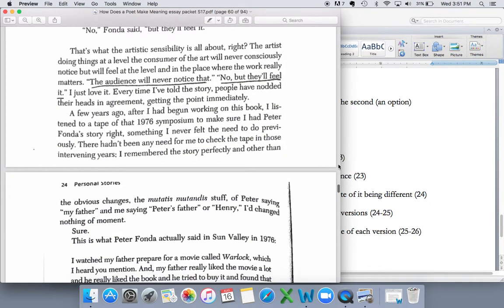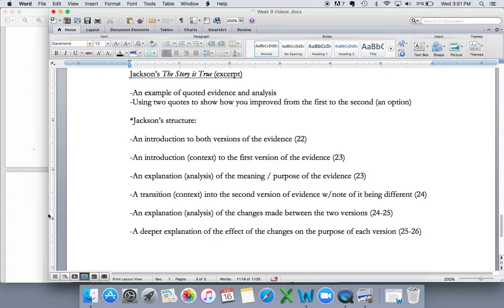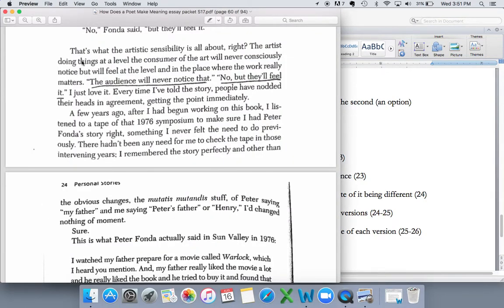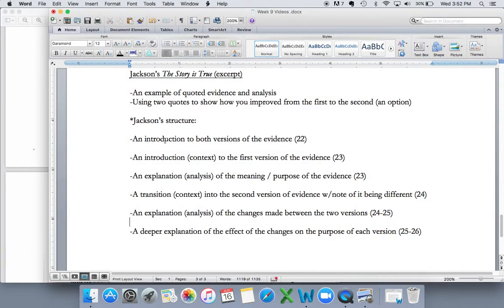And then he moves on to, as we said, explain the meaning or purpose of the evidence. He says that's what artistic sensibility is all about. The artist doing things at the level of the consumer of the art will never consciously notice, but will feel at the level and in the place where the work really matters. The audience will never notice that, no, but they'll feel it. I just love it. Every time I've told the story, people have nodded their heads in agreement, getting the point immediately. So he's analyzing the point. The point of the story is to make a certain idea known, and it has this effect on the audience where they agree and everyone loves it. So he's done these first three things here.